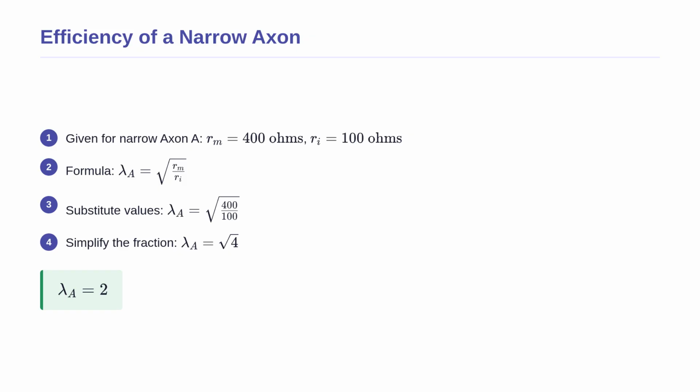We use the length constant formula, substituting 400 for the membrane resistance in the numerator and 100 for the internal resistance in the denominator. Dividing these gives us 4 under the square root. Taking the square root gives us a final length constant of 2. This relatively small number means the electrical signal in this narrow fiber will decay quite quickly as it travels.